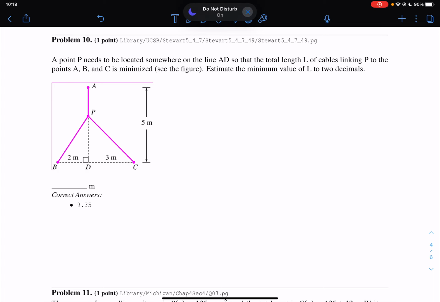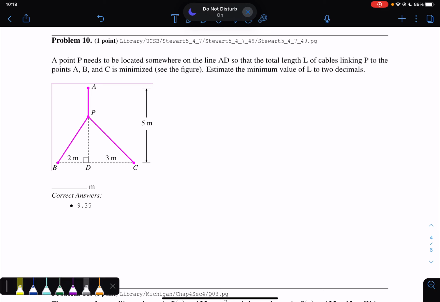Problem number 10 said, I have a point P, which is located somewhere along the line of AD, and the total length of L is a cable linking P to ABC. So the total length of this is something we can find, and I want to find the minimum value of this up to 2 decimal points.